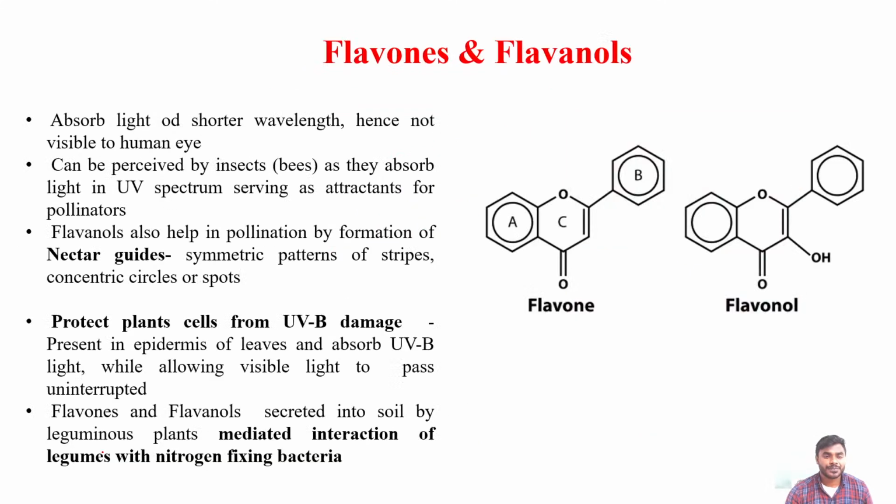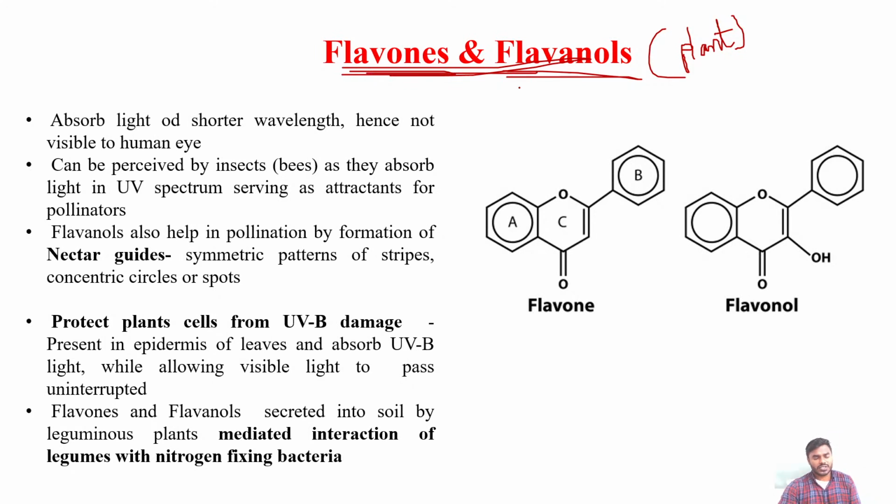Do not get confused. Now the second class of flavonoids, that is the flavones and flavonols. All the students follow me very correctly. Don't get confused. See, there is a plant. Inside the plant, what are present? Flavones and flavonols are present. Now we human beings can't see the flavones and flavonols. Why? The reason we can't see them is very simple: they absorb light of very short wavelength.